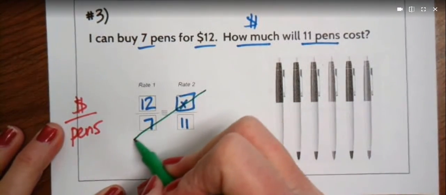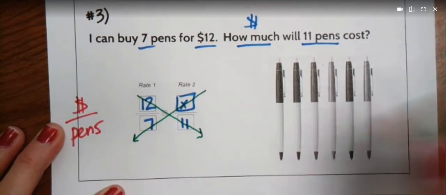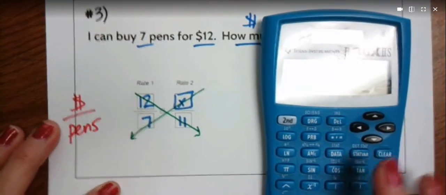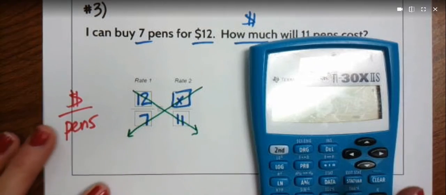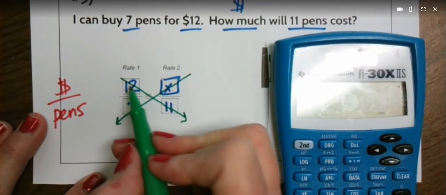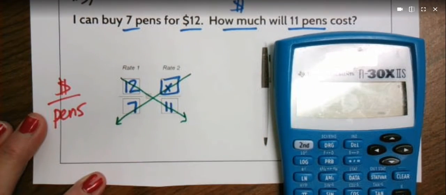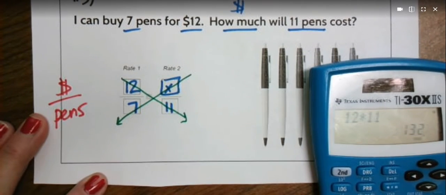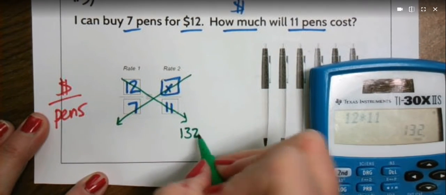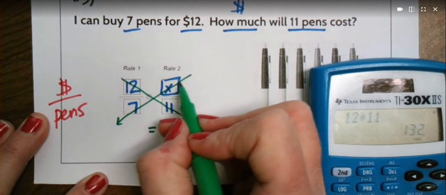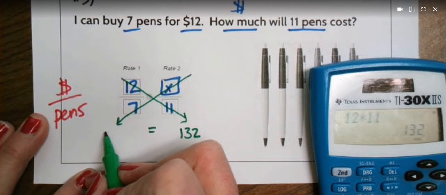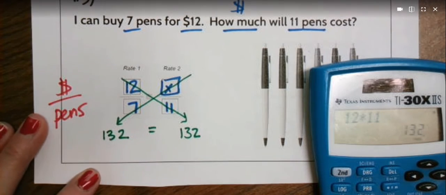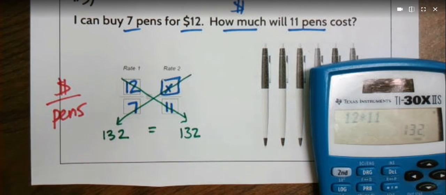I know that the cross products should be equal if the fractions are equal, and they are, because they're equal rates. So let's take the numbers first. 12 times 11. So in my calculator, 12 times 11, I get 132. So this is 132, which means this other side has to also be 132. Okay, so this needs to be 132 also. They need to be equal.